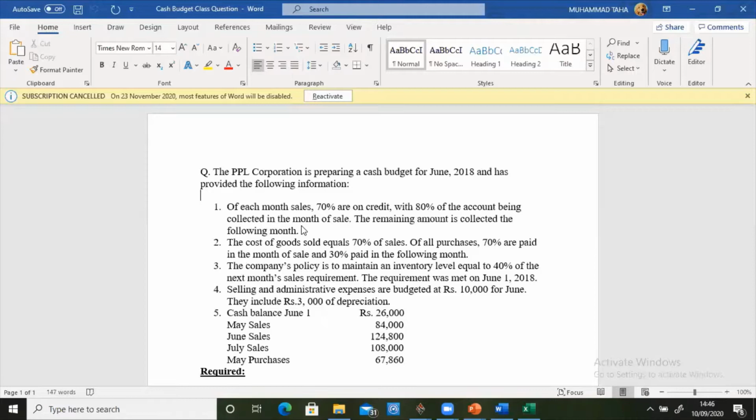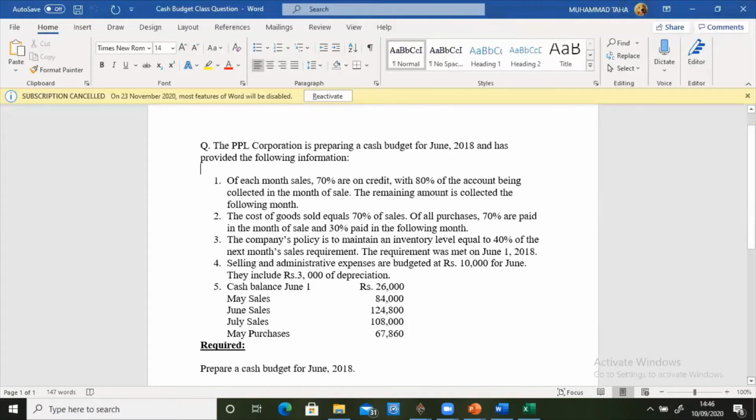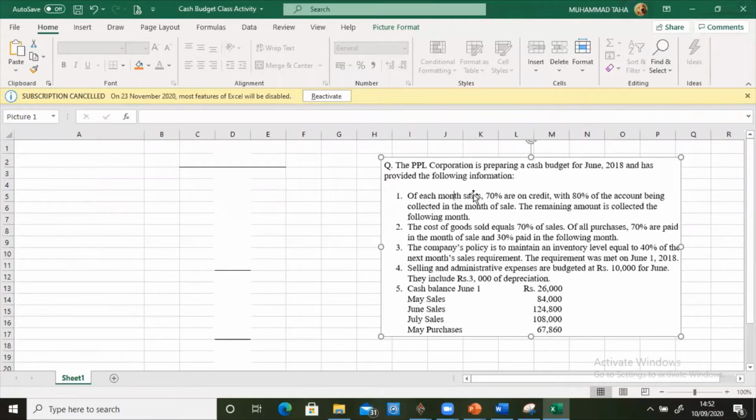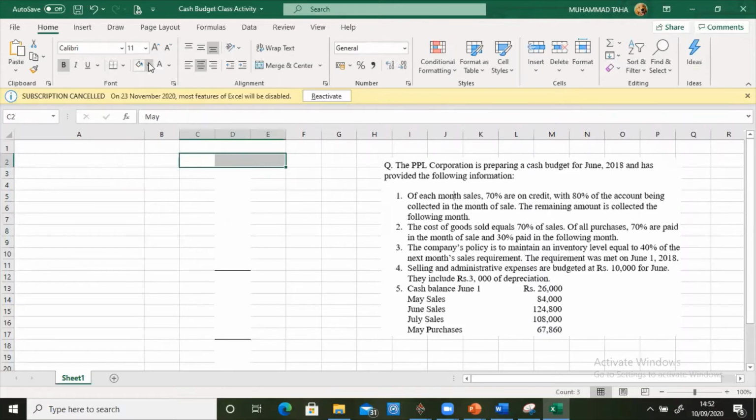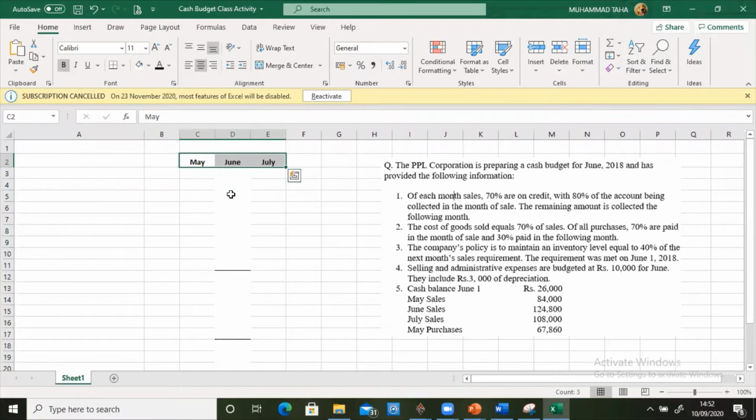This is the cash balance at June 1st. These are the sales for May, June, and July, and the May purchases are 67,860. Now, the requirement is to prepare a cash budget for June 2018. So this is the information that is provided, and we're going to make a cash budget according to this information. May, June, and July are the months for which the information is provided.